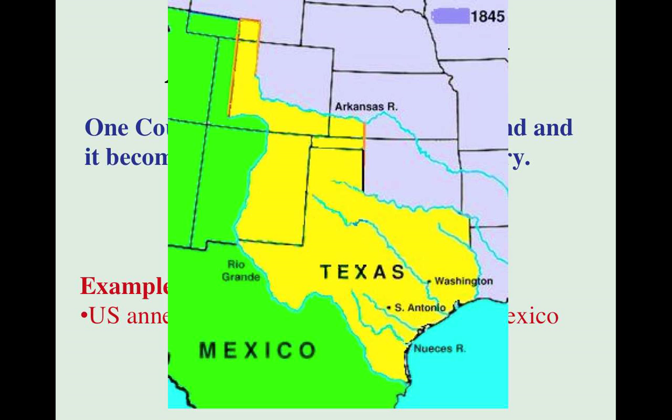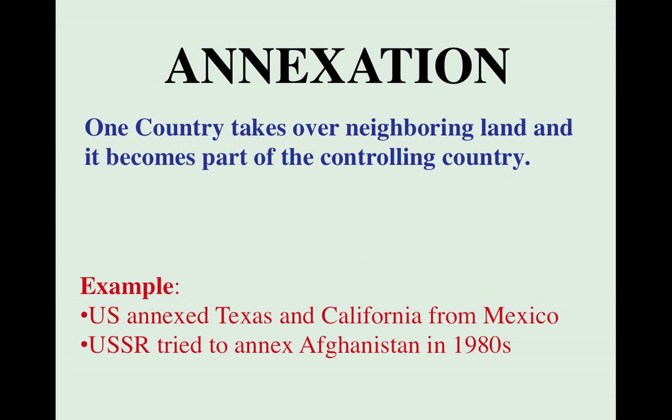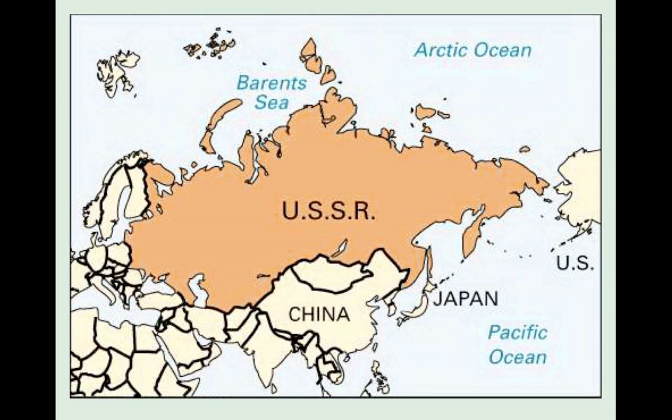Here's a map of what Texas looked like at the time. Texas had declared independence. The story's a little bit more complicated, and you'll hear more about it in your U.S. history class. Another example, the USSR tried to annex Afghanistan in the 1980s. There's a map of the USSR, and Afghanistan is right here.